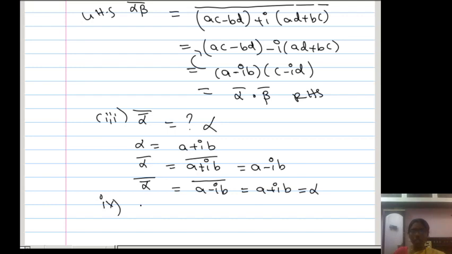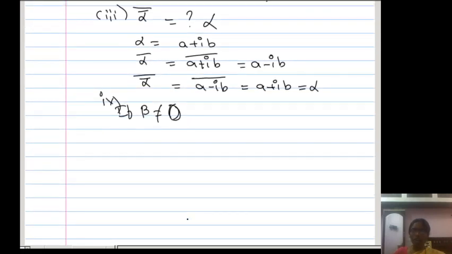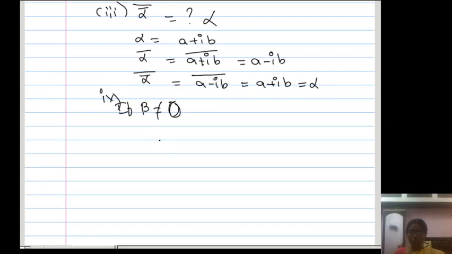Next, the last one. If beta is not equal to 0, then alpha by beta is another complex number. We have to prove alpha by beta whole bar is equal to alpha bar by beta bar. That I have to prove. What is the LHS? Alpha by beta whole bar. I have to prove it equals alpha bar by beta bar.